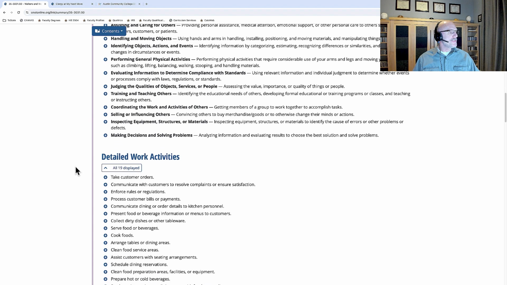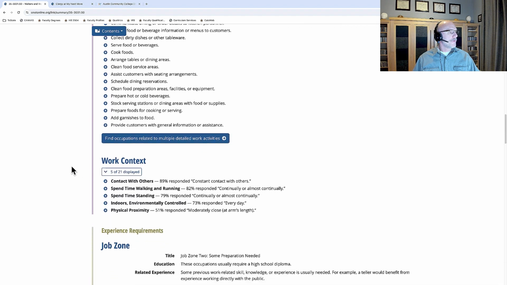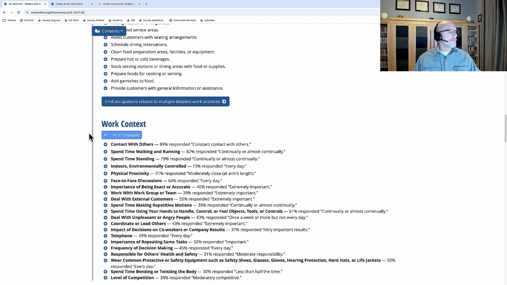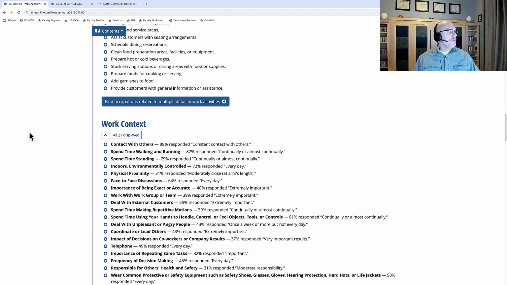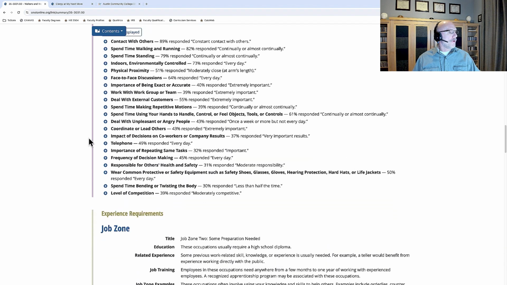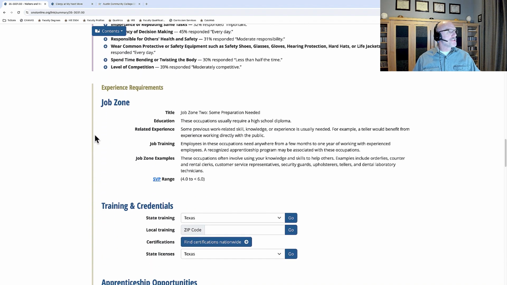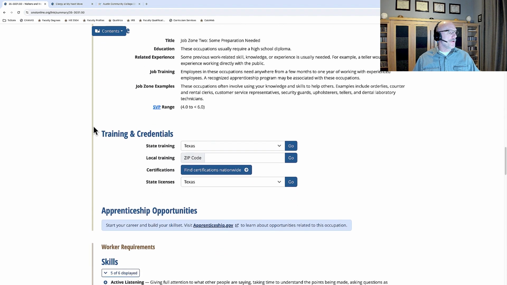Detailed work activities, the work context. These are arranged by percentage who responded with high scores. The job zone is in job zone 2. There are 5 job zones. Job zone 1 has almost no preparation needed. Job zone 2 has some. Job zone 5 has extremely high levels of preparation that are needed.